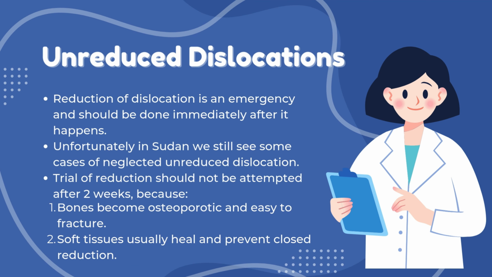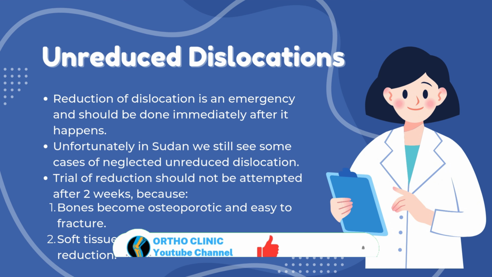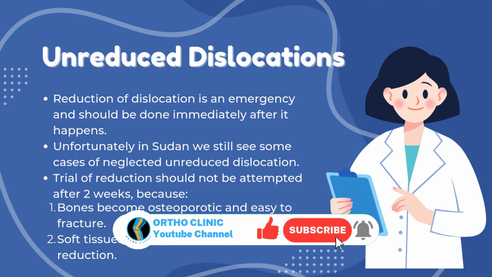Unreduced dislocations: unfortunately, we in Sudan still see some neglected unreduced dislocations. If the patient comes 2 weeks after dislocation, closed reduction might be tried. If it doesn't succeed, you might need to do open reduction. After 2 or 3 weeks, soft tissues will heal and the bone becomes more osteoporotic, and manipulative reduction should be avoided. The best is to do surgery here and warn the patient that the results might also be compromised, not as expected.